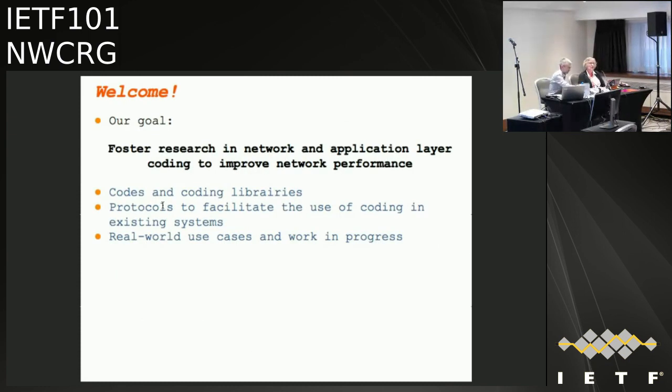For people who are new here, our goal is essentially to foster research, and I would emphasize the word research here, in network and application layer coding to improve performance. What does that research mean? It means research in codes and coding libraries, and you're going to hear about some of that in the early presentations here. We also want to focus on protocols that will facilitate the use of coding in existing systems. A lot of times the reason that coding is not used is because there's not an easy way to access this code from inside another protocol. And we want to look into real-world use cases and also work in progress in other working groups and in other research groups and outside our group also.